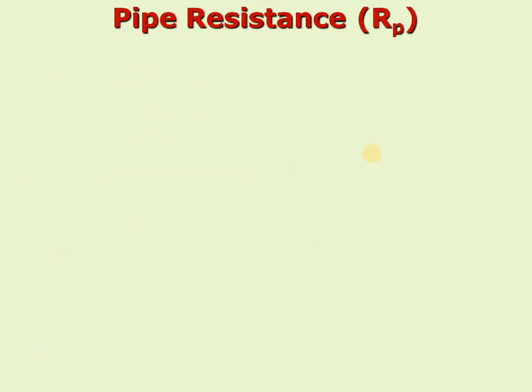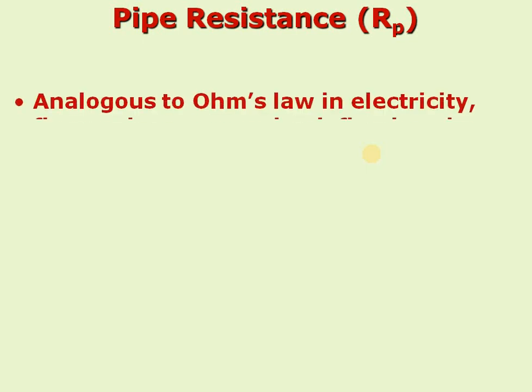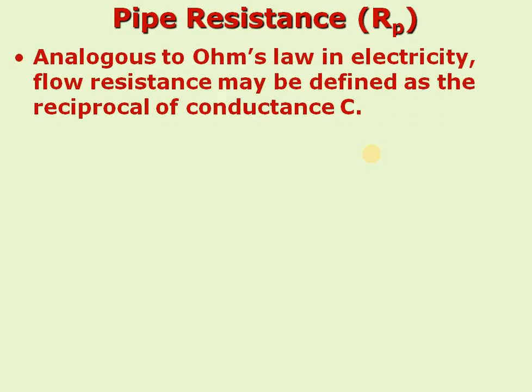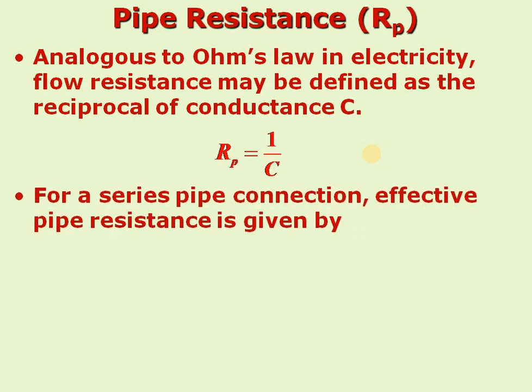You can define a pipe resistance making use of the conductance. It is just like we define Ohm's law in electricity. Here resistance you can define as the reciprocal of conductance: Rp equals 1 by C. So this is the inverse of conductance. For a series pipe connection, the effective pipe resistance is given by this form. If you connect a number of pipes in series, the total resistance will be the sum of the individual resistances of the pipes.